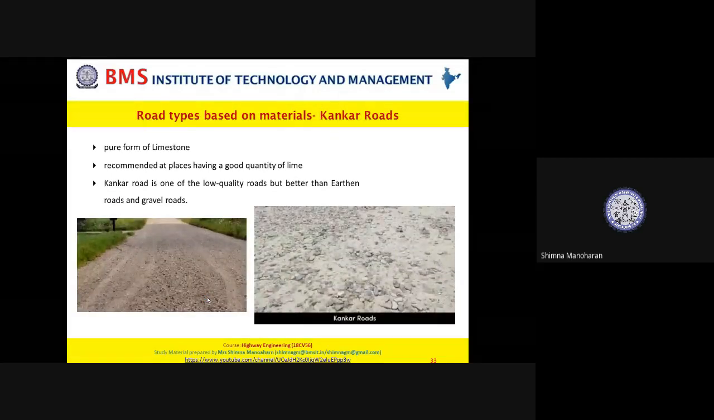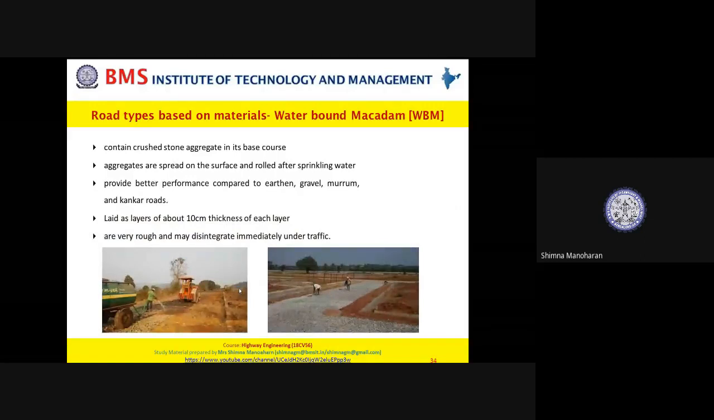So then you have Kankar road. Kankar is a pure form of limestone. So this is recommended only at places where you have good quantity and good quality of lime. You cannot just transport lime to construct Kankar road. Wherever good quality or good quantity of lime is available, Kankar road is recommended. It is also a low quality road, but it is quite superior to earthen road and gravel road, because you know the chemical reaction that happens between limestone and water. That is why Kankar road is quite superior compared to earthen road and gravel road. It's also not a high quality road, but better. So next you have waterbound macadam.